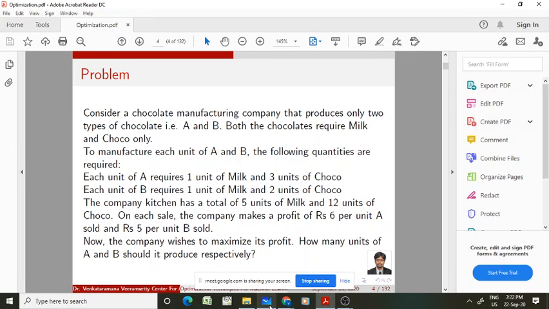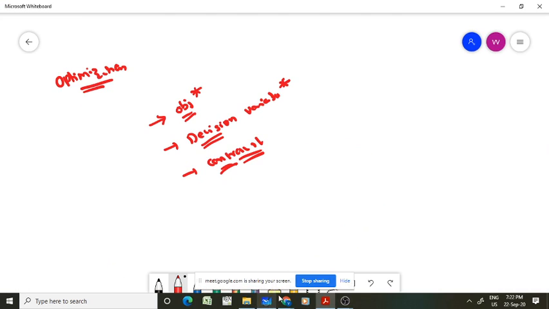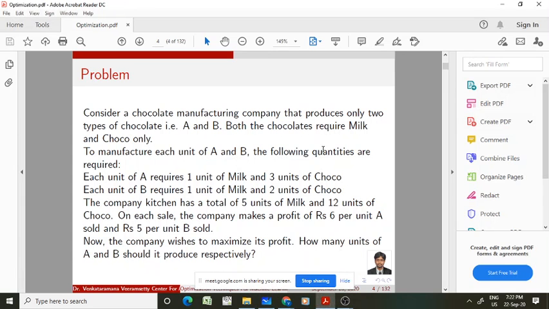Now we will discuss. See friends, we know now that we are going to maximize profit, right? We are going to maximize profit. So can anyone tell, by seeing this statement, this problem, how we can calculate the profit? How can we calculate the total profit the company will achieve?